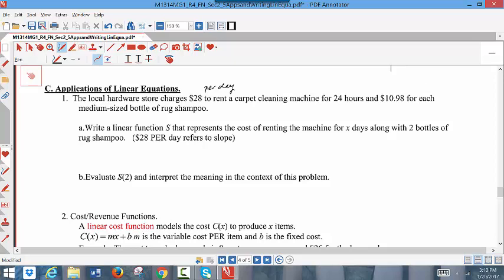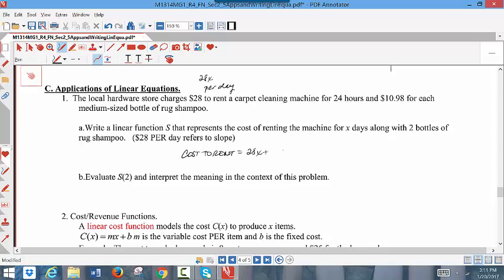Write a linear function that represents the cost of renting the machine for x days, and then 2 bottles of shampoo. Okay, so the cost to rent the machine is the price per day, $28 per day. Remember when you see the word per, that's when you're going to multiply it times x. So $28 per day will be 28x, plus the cost of the shampoo.